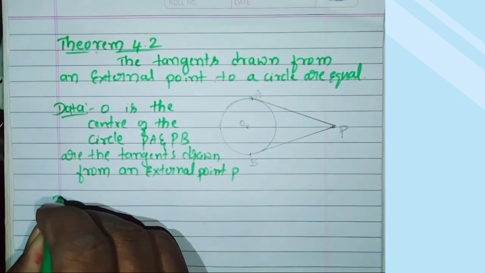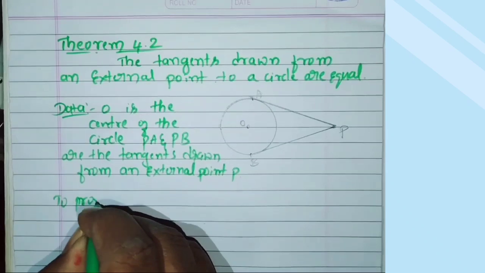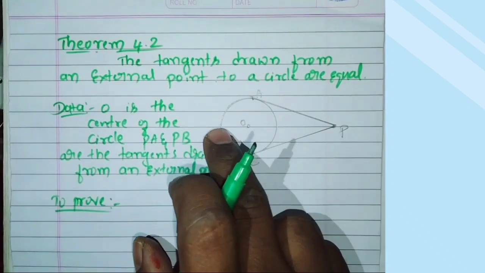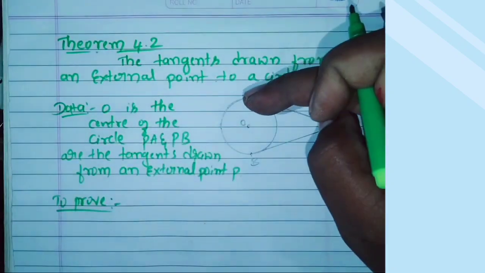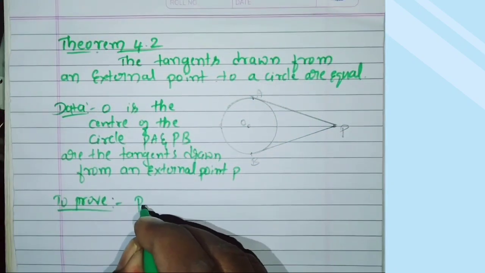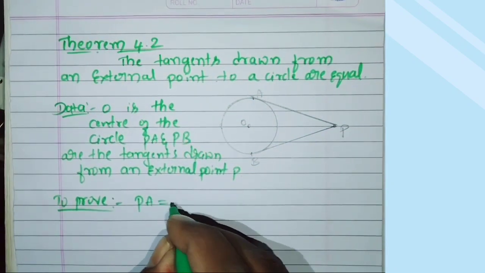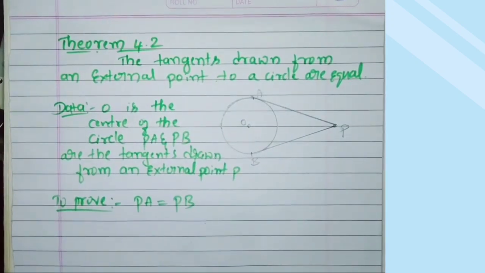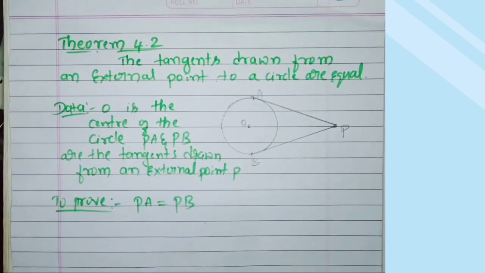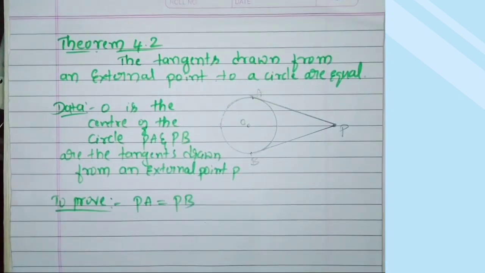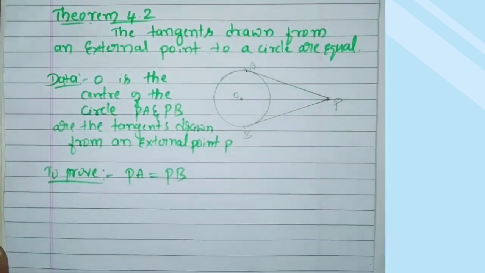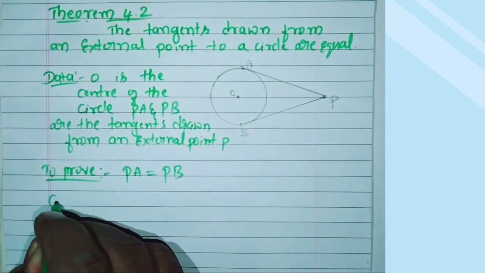Next, to prove. We need to prove PA is equal to PB. This means these 2 tangents PA and PB both are equal. So that is what we need to prove. Now we have to do the construction for this.